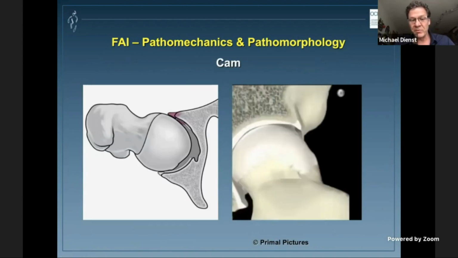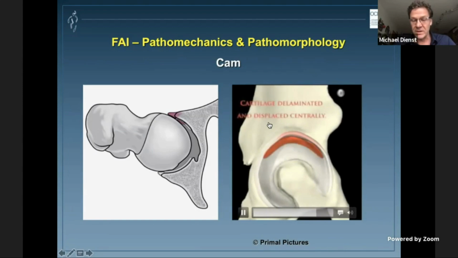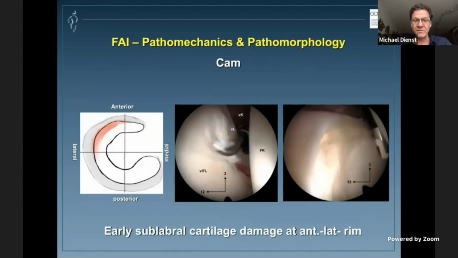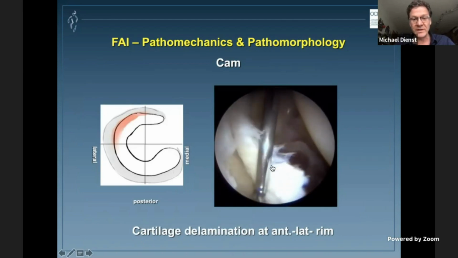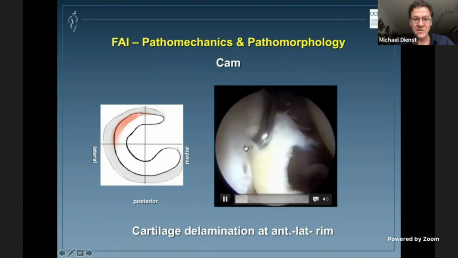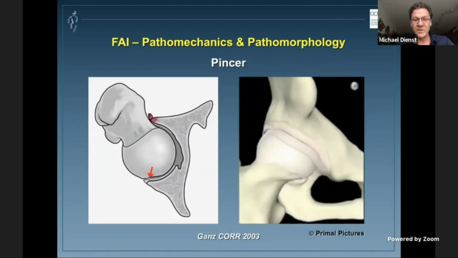This is a nice animation by Primal Pictures, and you see how the head-neck junction is forced into the socket, causing damage here at the anterolateral acetabular rim. This is how it looks during arthroscopy. You see the damage here at the sublabral cartilage in the initial phase, and this is how it looks in advanced cases where the whole anterolateral cartilage is being delaminated from the anterolateral rim.